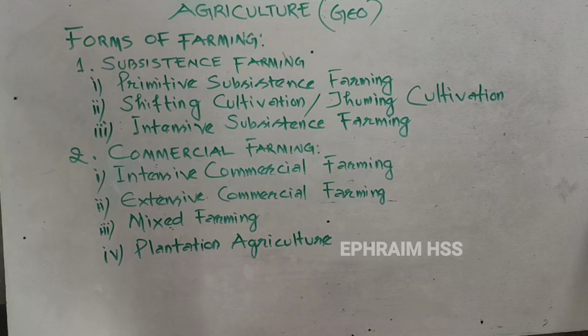And it is usually practiced in densely populated areas. And the last one is plantation agriculture. In such types of agriculture, single crop farming is done, especially in tropical regions, and it is also known as monoculture, because in such types of plantations only a single crop is grown.